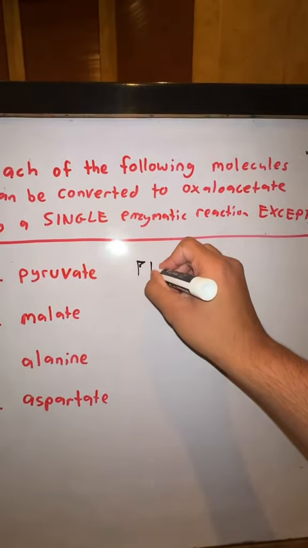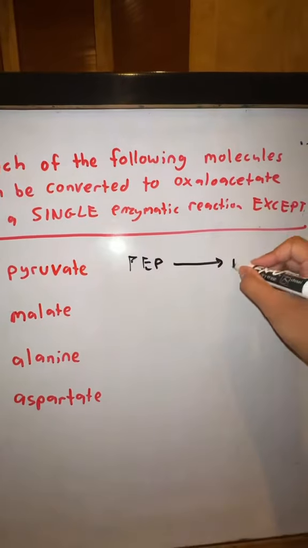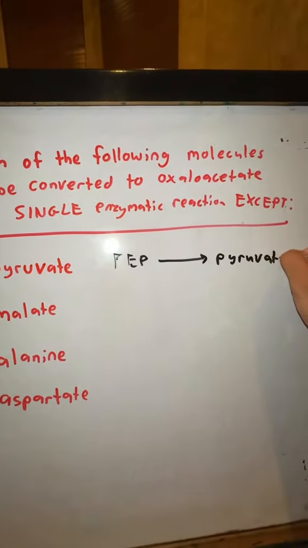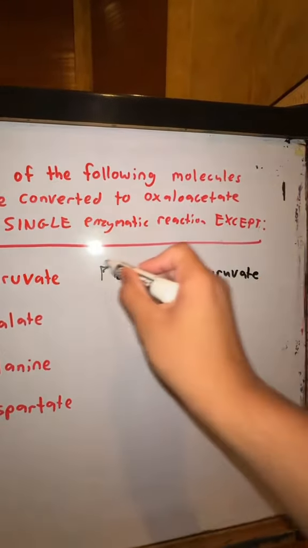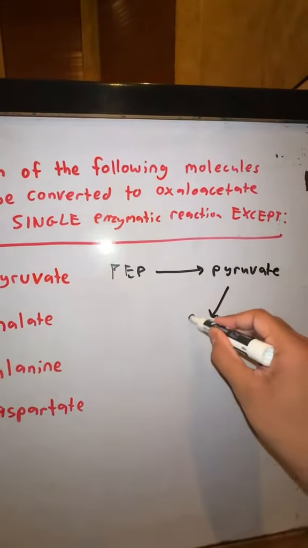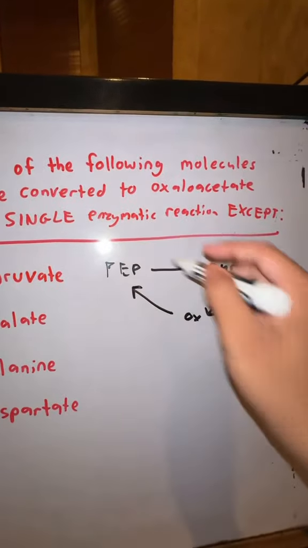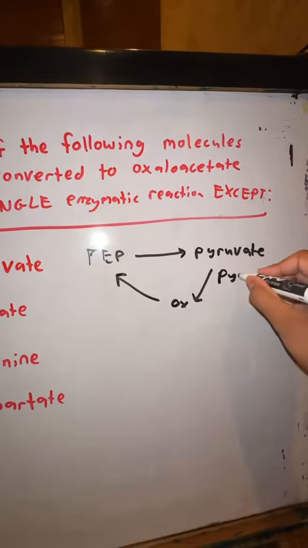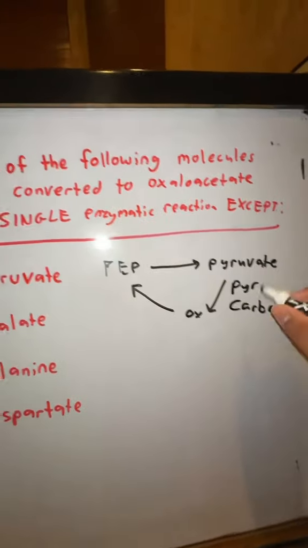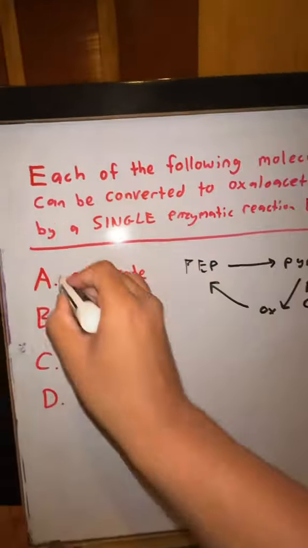In glycolysis, the final reaction is phosphoenolpyruvate to pyruvate. And when we do gluconeogenesis, essentially we're going backwards. However, we cannot go directly back to PEP. So what actually happens is we go to oxaloacetate and then back to PEP. And this process occurs through pyruvate carboxylase. So this is done by one single enzyme, so A is not going to be your answer.